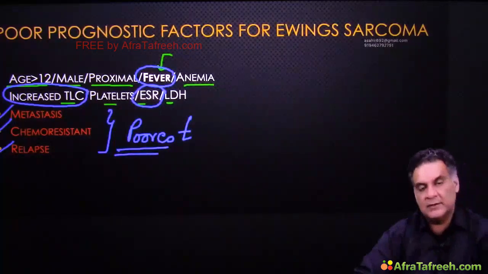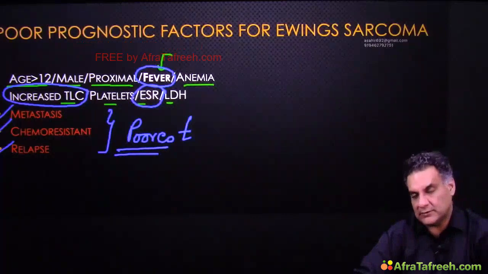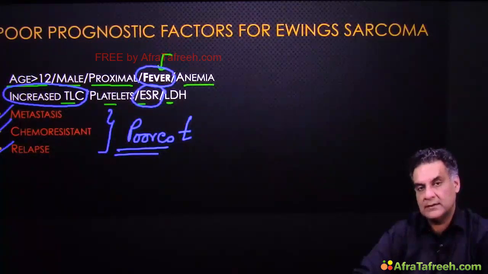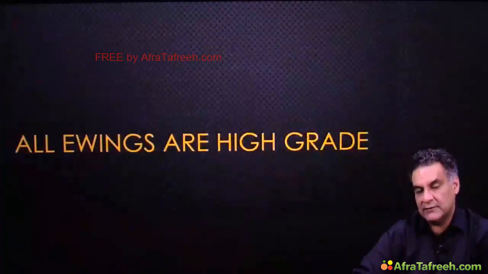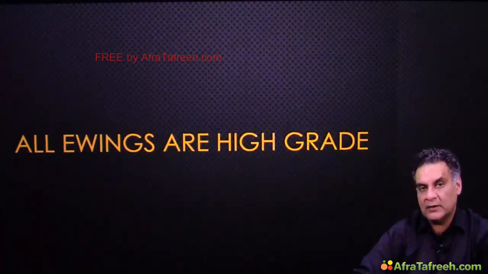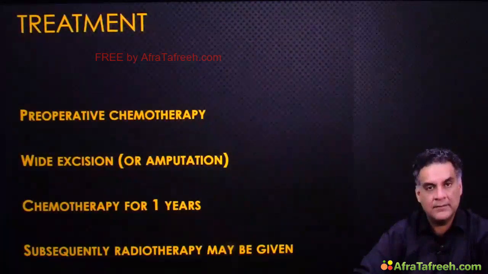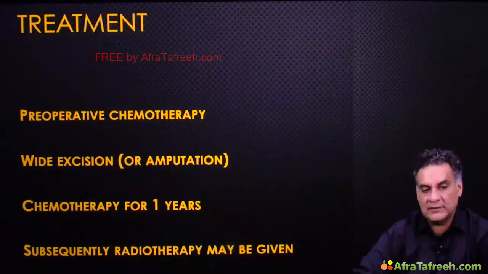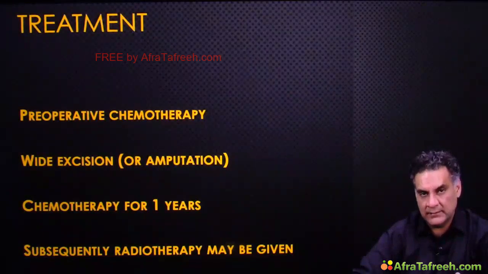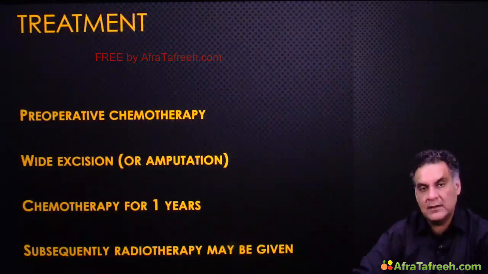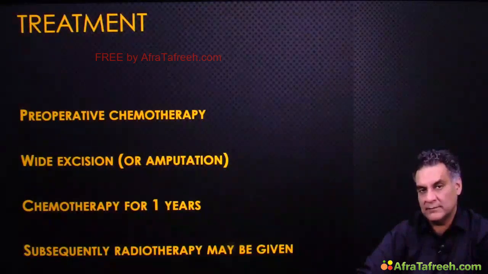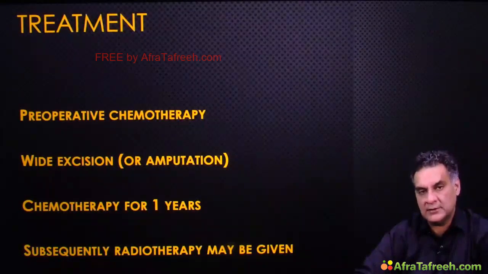You know the difference between the prognostic factors of Ewing and osteo? In osteo you had a grade, in Ewing's you don't, because all Ewing's are high grade. Treatment: chemotherapy, followed by surgery, followed by chemotherapy. Radiotherapy is plus minus. Most radiosensitive bone tumor, even then, radiotherapy plus minus.